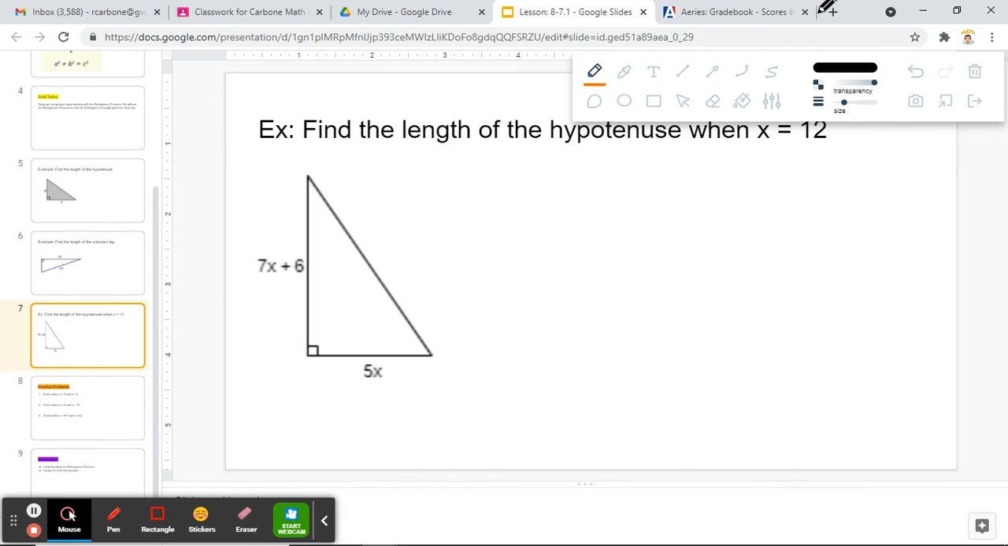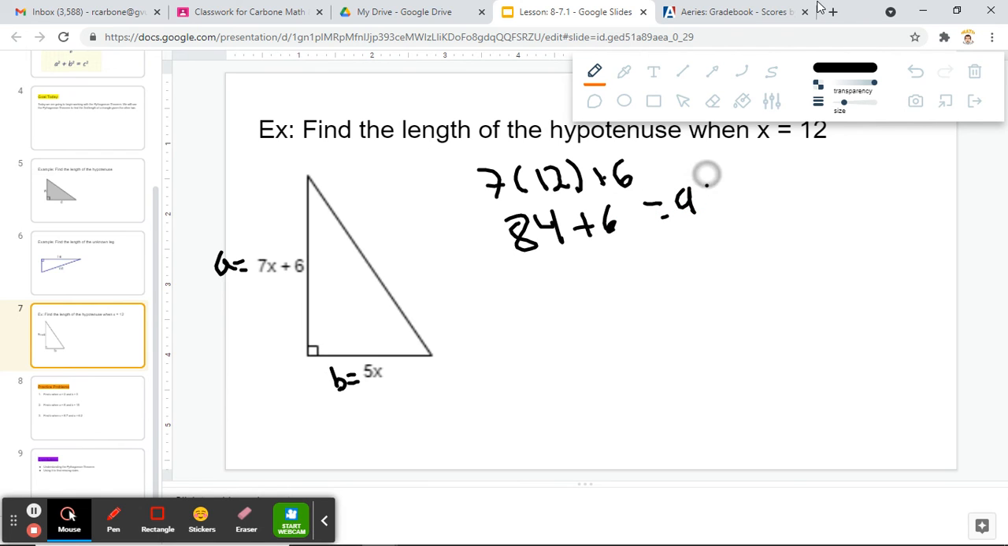All right, find the length of the hypotenuse when x is equal to 12. It looks like we just have to plug our numbers in here, right? We'll call this a and this b. So 7 times 12 plus 6. 7 times 12 would be what? Is that 72? No, that's wrong. That's 84, sorry. 84 plus 6 is equal to 90.